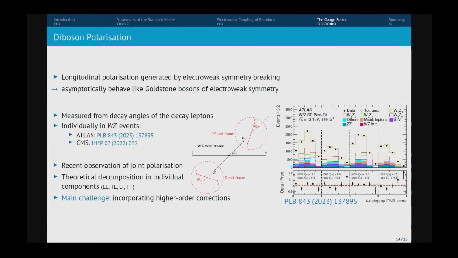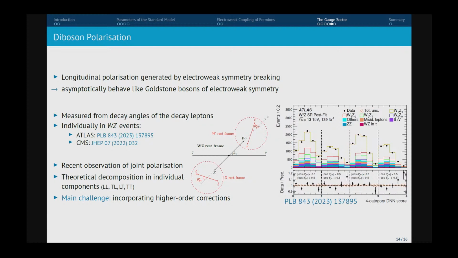Now, the last topic I want to discuss is measurements of diboson polarization. And the reason this is interesting is that the longitudinal polarization states are generated by electroweak symmetry breaking. And asymptotically, the longitudinal polarization states behave like the original components of the Higgs field. So these are the so-called Goldstone bosons. The way this works is that we reconstruct again the polarization from the decay angles. So this is shown here.